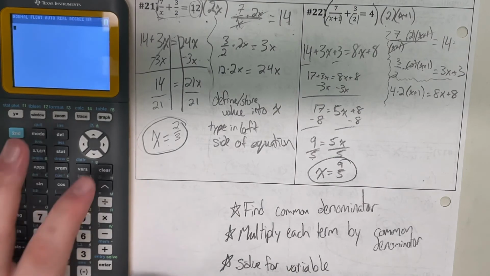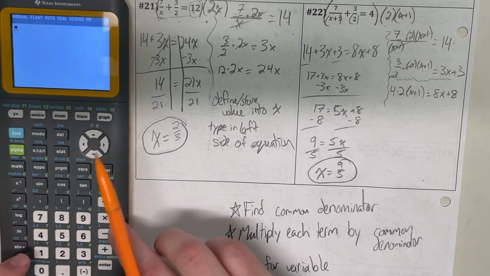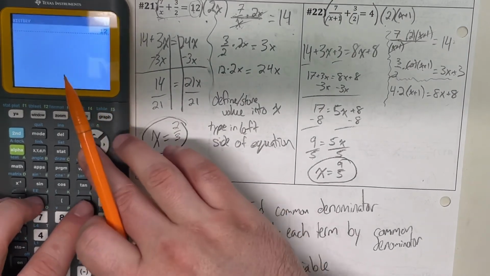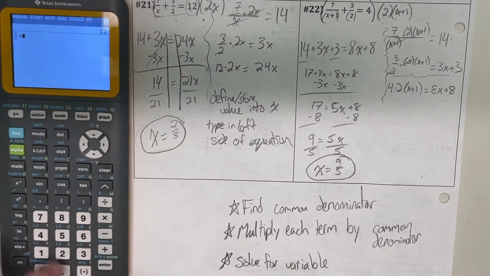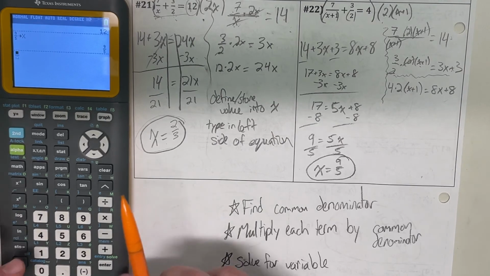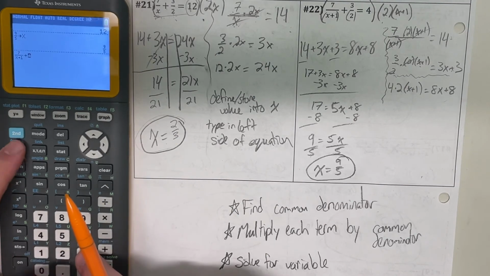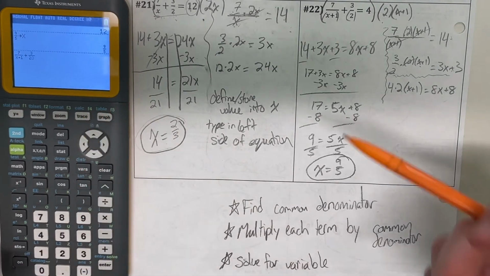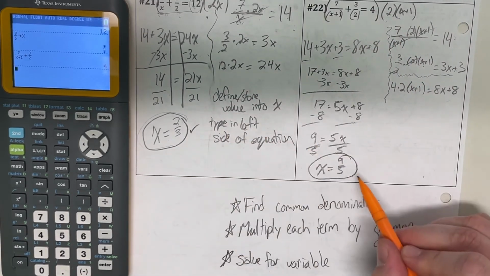Make sure you define your value or store your value for x. So I have alpha y equals 1, 9 over 5. Make sure that's a 9. There we go. 9 over 5 stored into x. Make sure you're seeing those buttons. Store into x, hit enter, value stored, type in the left side of your equation. So I have alpha y equals 1, type it in exactly as it looks, x plus 1 in the denominator. Alpha y equals 1, 3 over 2. When I hit enter, it should be equal to 4, which it is, since that was the original problem, so we know both of those answers were good.